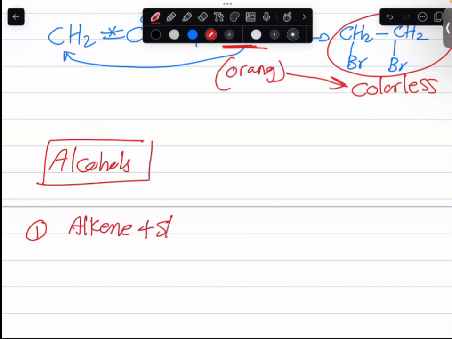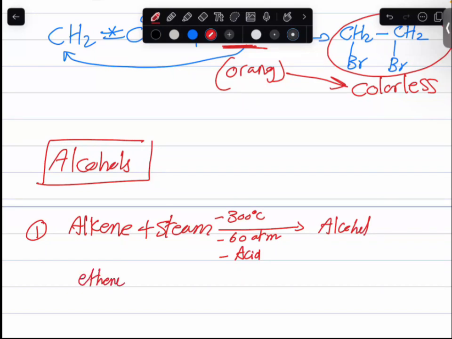plus steam in the presence of 300 degrees Celsius, 60 atm, or 6,000 kPa, and acid as catalyst. The product will be alcohol. For example, if we have ethene plus steam and water, it gives ethanol.